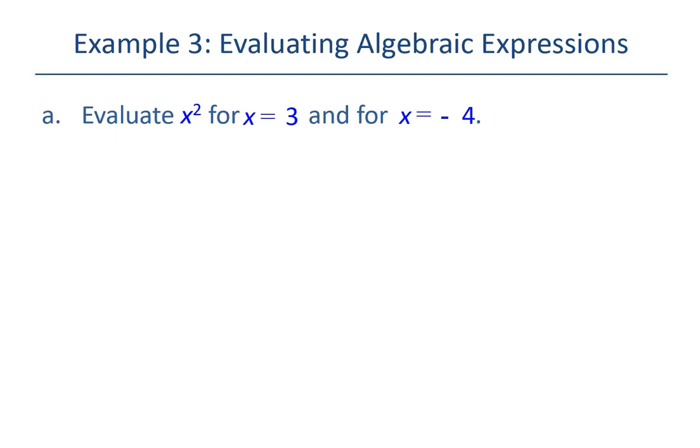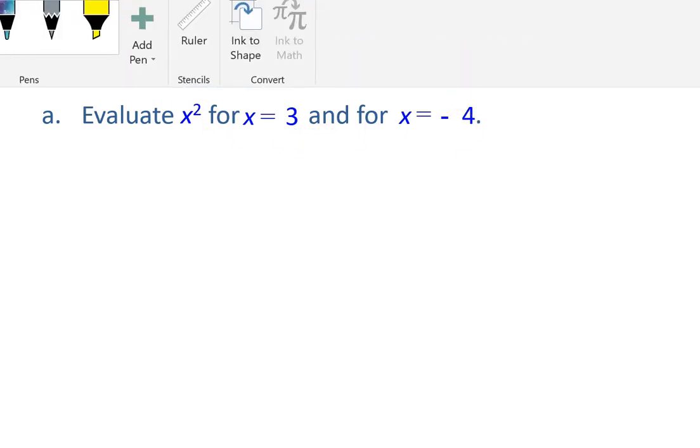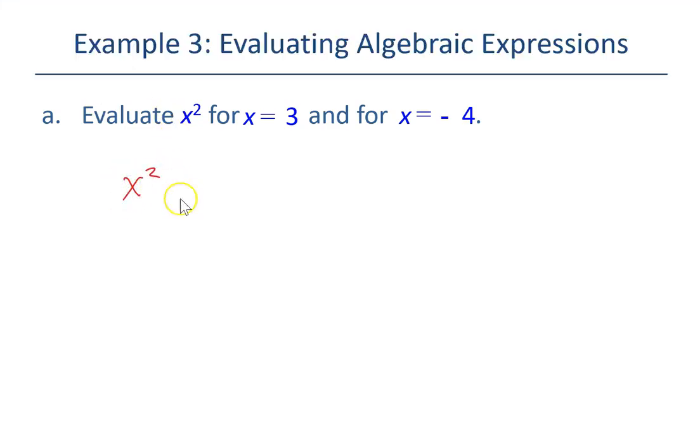Evaluate x squared for x equals 3 and for x equals negative 4. All it's saying is where you find x, replace it with the value. Okay, so let's look at this first one here. I've got x squared. Well, they're saying, what's it going to be when x equals 3? So you replace this as 3 squared. Well, 3 squared is the same thing as 3 times 3, and so that is going to equal 9.